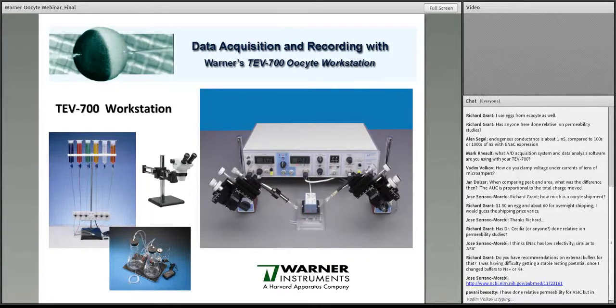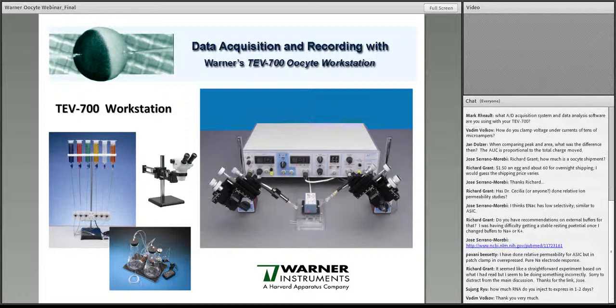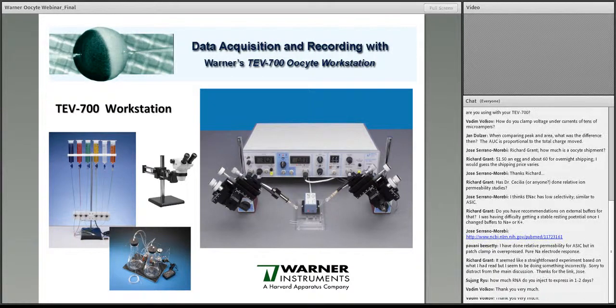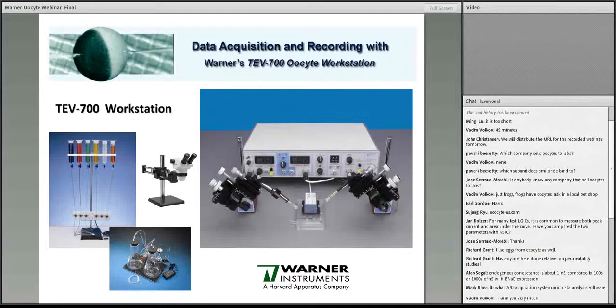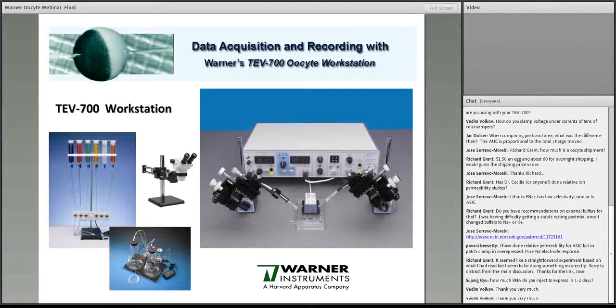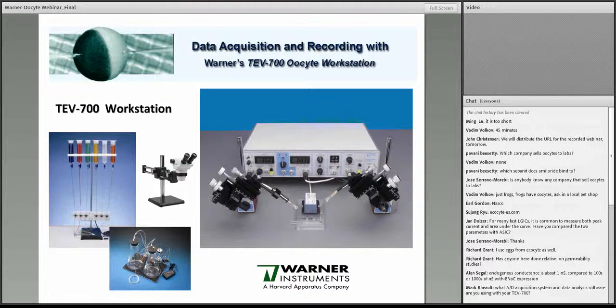I'll give the people typing an opportunity to type. A question that's come in is how much RNA is injected to express in 1 to 2 days? The amount of RNA injected also varies, but in general, 5 nanograms is more than enough. And the time that an oocyte needs to be incubated varies with the protein too. For us, both ENaC and ASICs, we can measure the next day. 24 hours is plenty. For other proteins, we need to wait 2-3 days, and I know people that wait up to 5 days. It's up to you to determine depending on your protein. But I recommend to start checking just 1 day after injection. You might be surprised how good currents you have already.